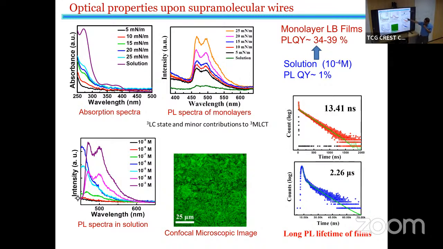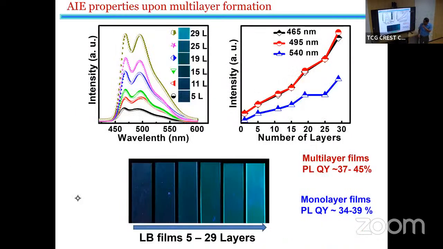And accordingly, you can have the confocal microscopic image, which is giving the green luminescence because you are getting the fluorescence spectrum at around 500 nanometer there, right? Another point is that we have measured the fluorescence lifetime. The solution form is giving a lifetime of the order of nanoseconds, whereas this two-dimensional crystal is giving a very long lifetime of 2.26 microsecond. So there is a jump in the fluorescence lifetime there.